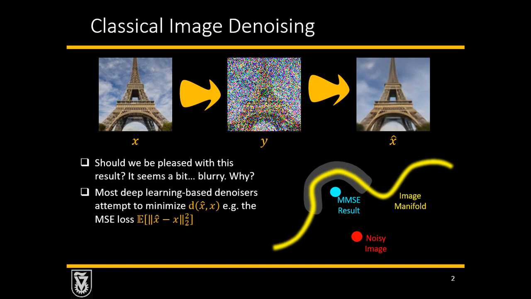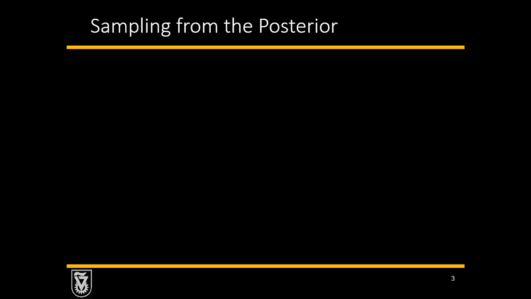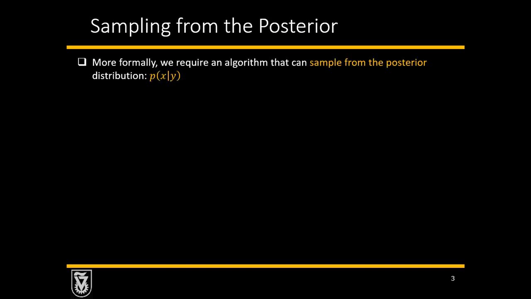If we want a good perceptual quality denoiser, we need to output one of these images that are natural and could still pose a viable denoising result. What I just said has a more formal definition. It's called sampling from the posterior distribution. We want to sample from the distribution of clean images given the noisy image y. How can we obtain such an algorithm?